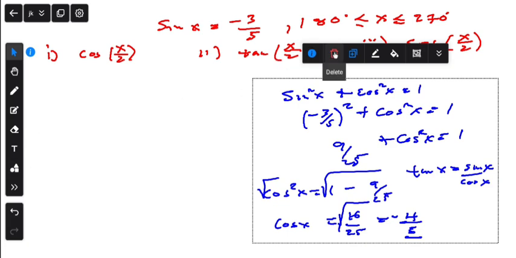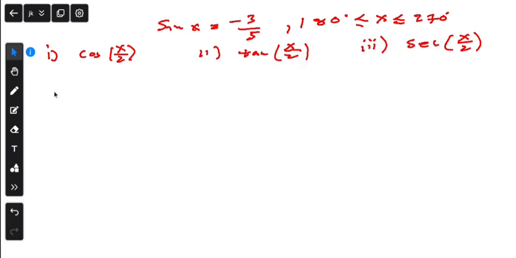Let me just do this. We know that cos x is equal to negative 4 over 5. Then tan x is equal to, since tan is positive, opposite over adjacent.